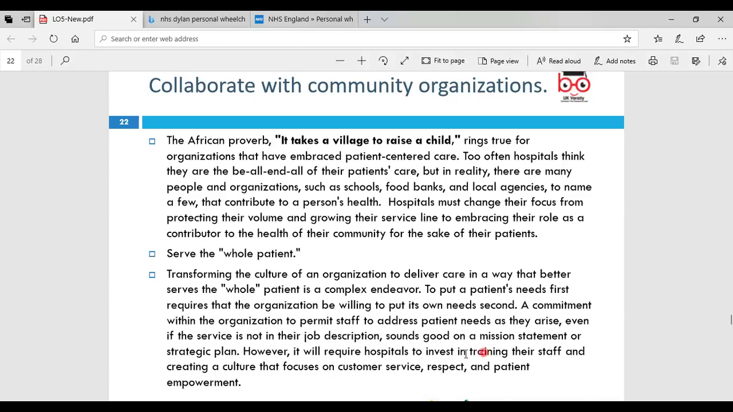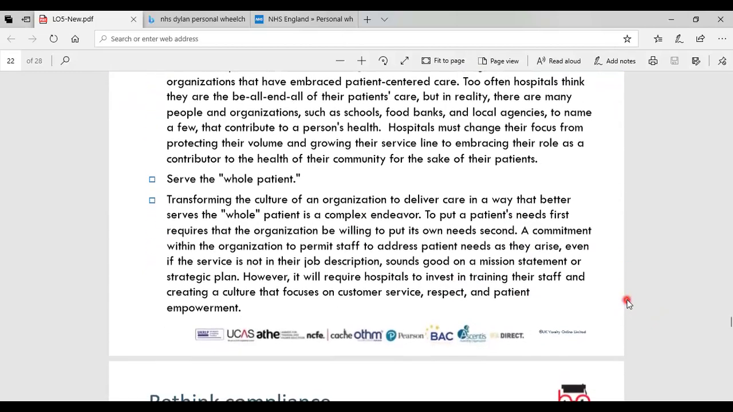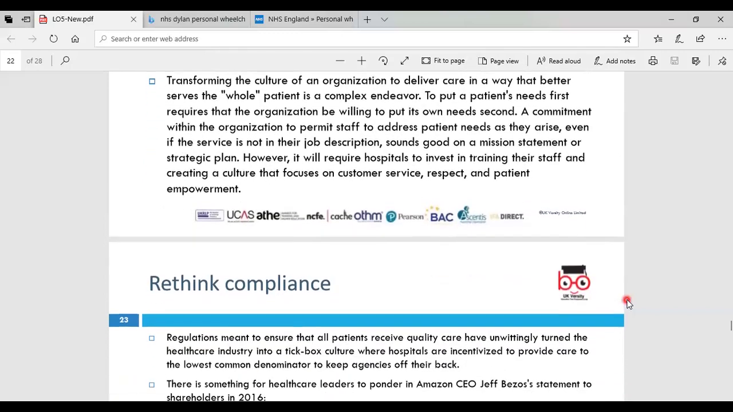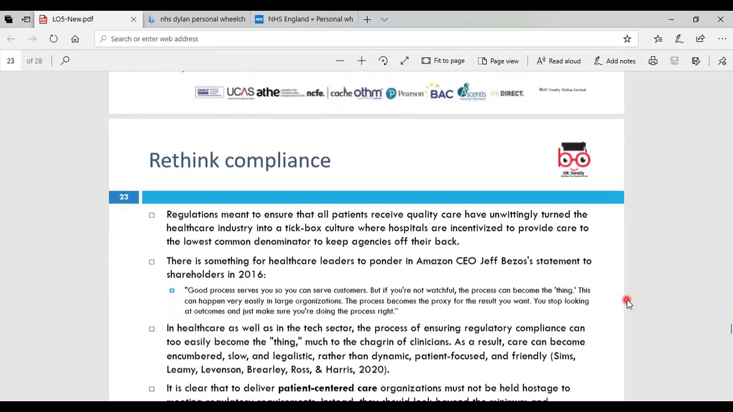Transforming the culture of an organization to deliver care in a way that better serves the whole patient is a complex endeavor. So you put the patient's needs first. That is very important. And there should be a commitment within the organization to permit staff to address patient needs whenever they arise. And this will require hospitals to invest in training their staff and creating a culture which focuses on customer service, respect, and patient empowerment.